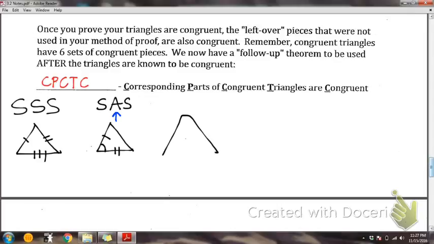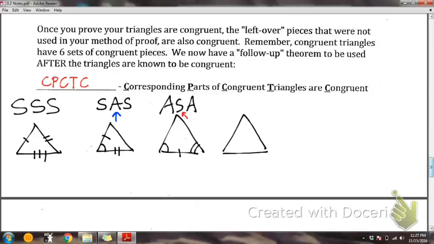The third way was angle, side, angle. And remember, the side has to be in the middle between the 2 angles. The fourth way is angle, angle, side, where 2 angles and then a side that's not in between would be congruent. These are the only 4 ways that we've talked about.